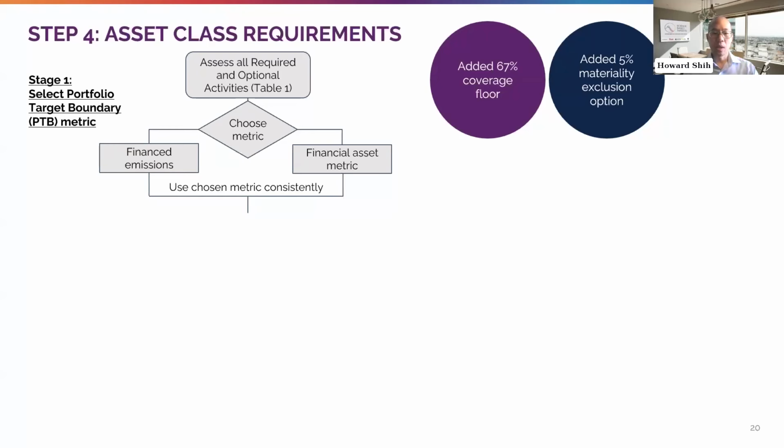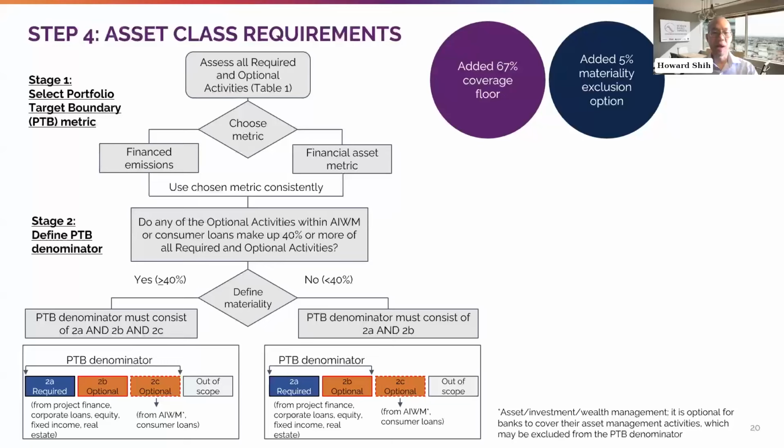So once the FI has quantified its required and optional activities, they then need to define its portfolio target boundary denominator. So this denominator will include all required and optional activities with an option to exclude certain activities in the asset management or consumer loan asset classes, but only if they are a very material asset class.